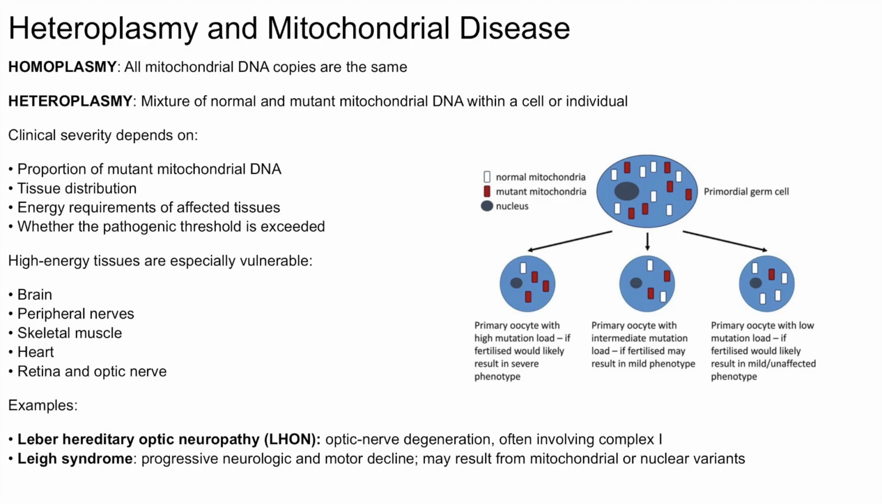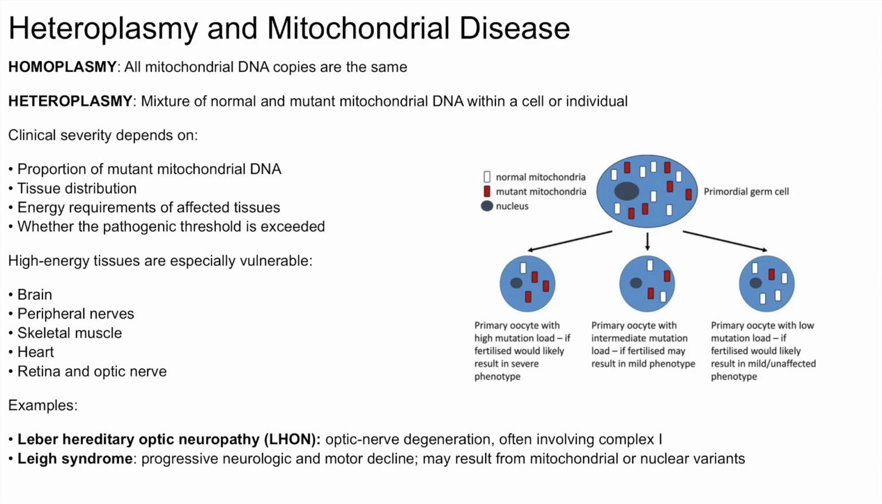Homoplasmy means that mitochondrial DNA copies are essentially identical. Heteroplasmy means that normal and mutant mitochondrial genomes coexist within a cell or person. During cell division and oocyte formation, mitochondria are distributed randomly through a process called replicative segregation. Different cells and even different children of the same mother can therefore receive very different mutation loads. Symptoms emerge when proportions of abnormal mitochondrial DNA exceed a tissue-specific threshold.